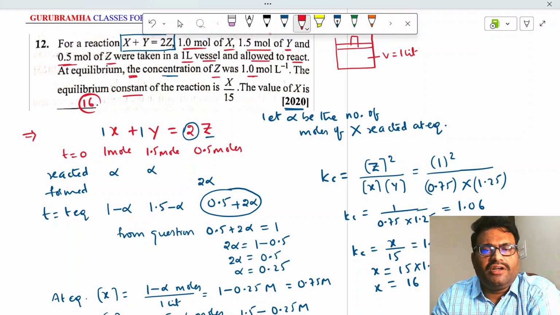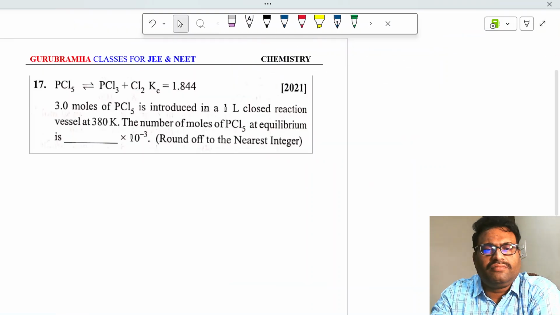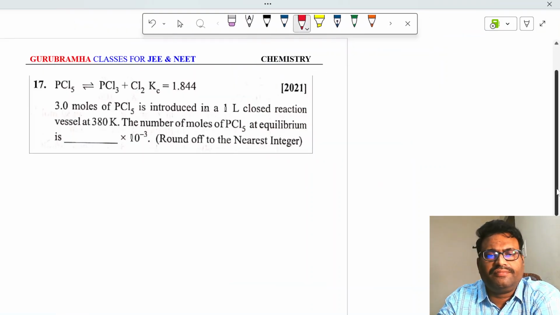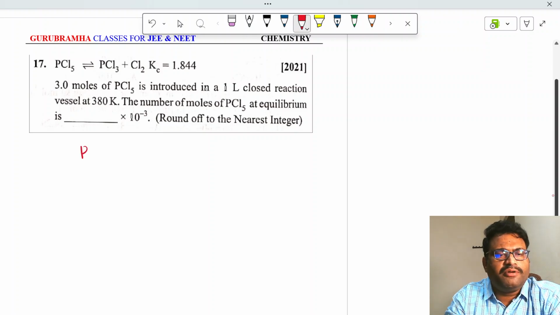Okay. Let us solve the next question. This is the question. For the given reaction, PCl5 gives you PCl3 plus Cl2. So first of all, let us write the reaction. PCl5 gives you PCl3 plus Cl2. For this, Kc is already given.